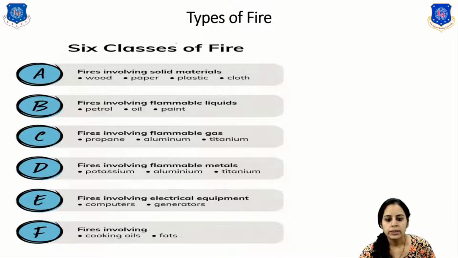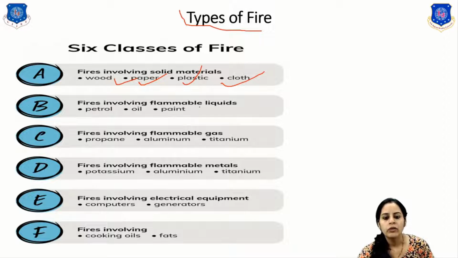Now, the various types of fire. Basically, fires are classified into 6 classes. Class A involves solid material, like wood, paper, plastic, and cloth. Class B involves flammable liquids like petrol, oil, and paint, right? Then Class C involves flammable gases, like propane.